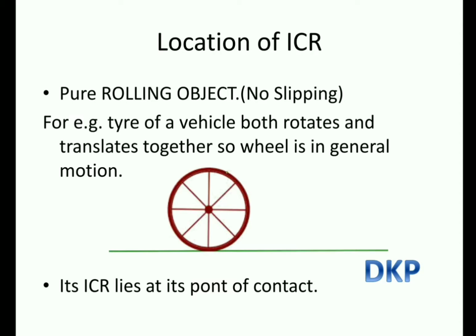Its instantaneous center of rotation will be the point of contact between the wheel and the road surface. Do remember this. The instantaneous center of a wheel which is in pure rolling, where there is no slipping, is nothing but the point of contact between the wheel and the rolling surface.